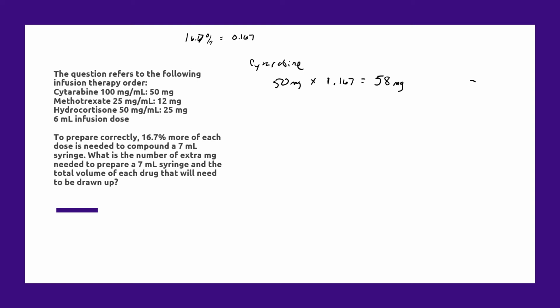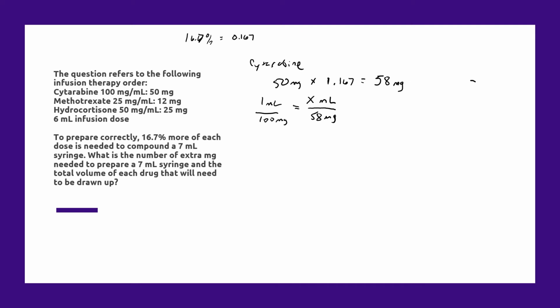Now, to figure out the volume that we're going to need, we have a known concentration of cytarabine, which is 100 milligrams per milliliter. We need 58 milligrams. So here's where we're going to set up our proportion, like we always do, with our unknown in the numerator on the right side, and we're solving for volume. So how many milliliters are we going to need for 58 milligrams of cytarabine when our known ratio is 100 milligrams per mL, but we have to keep those units consistent on the left. So 1 milliliter has 100 milligrams.